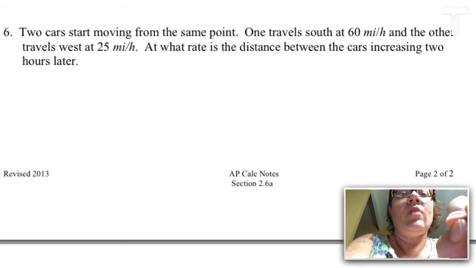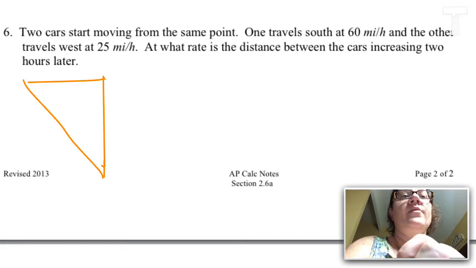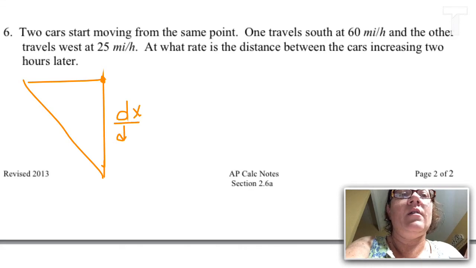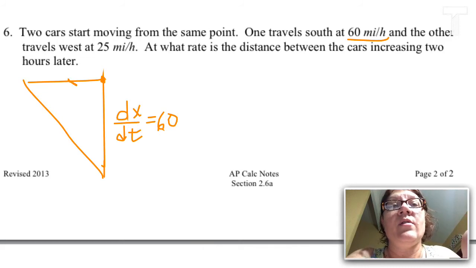Okay, so I'm going to draw a diagram because diagrams are very helpful. And I've read the problem once. Okay, so two cars start moving from the same point. They leave from here. One travels south at 60 miles per hour. So I'm going to label this as dx/dt is 60. And I wrote that as a rate because it said 60 miles per hour, kind of a hint. And the other one travels west, so it's going this way at 25 miles per hour.